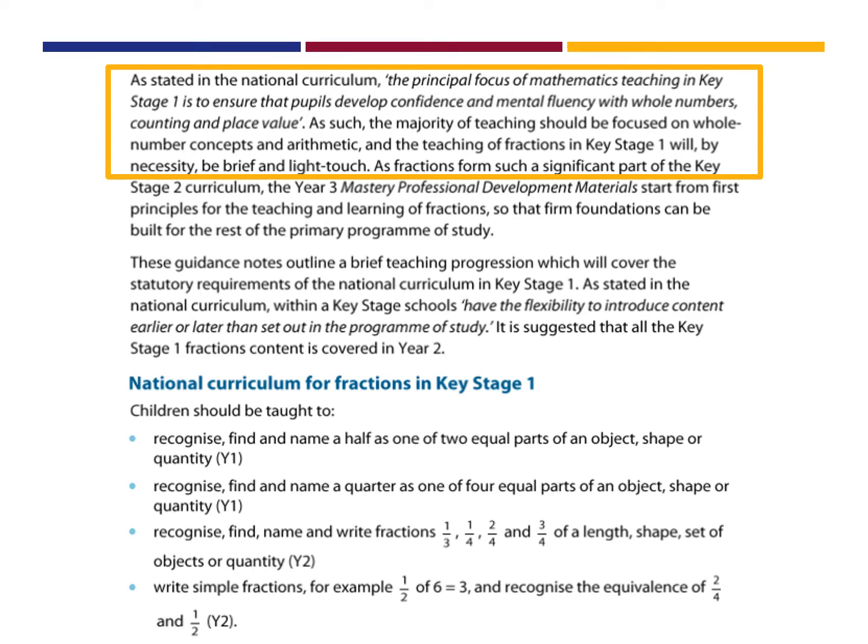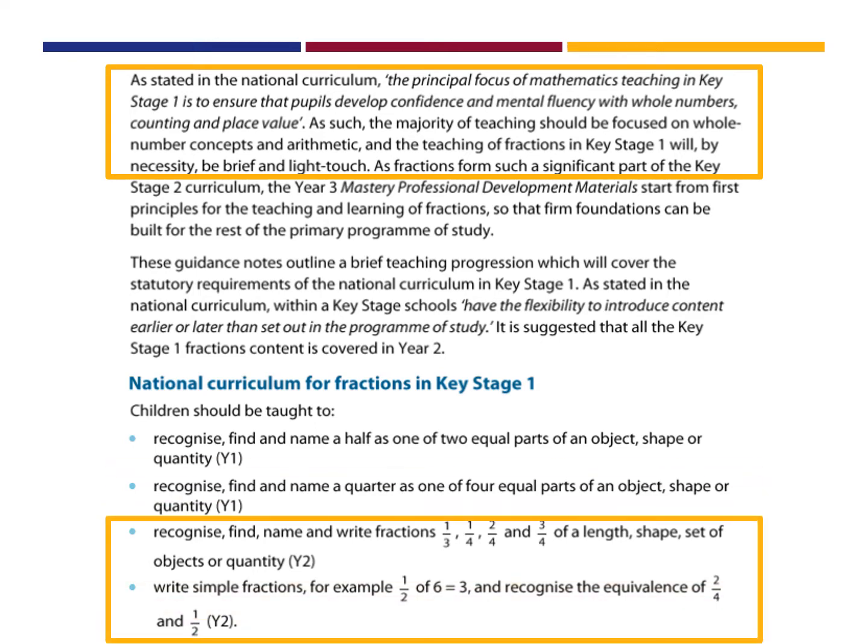Now there's also a bit further down here which does indicate, as part of the National Curriculum for Fractions in Key Stage 1, recognising and writing fractions for a third, a quarter, 2 quarters, 3 quarters in the context of length, shape, set of objects or quantity, and to write simple fractions of amounts. So for example, half of 6 equals 3, and recognise simple equivalents like 2 quarters is the same as 1/2. Both of these objectives fall into the Year 2 category.